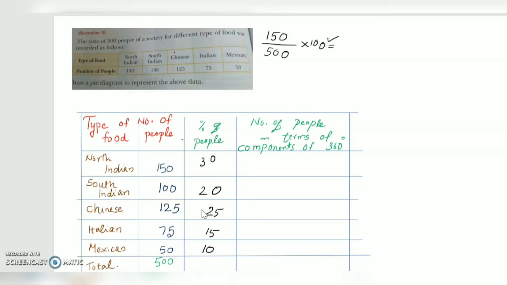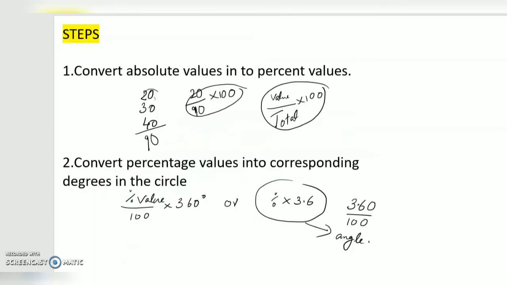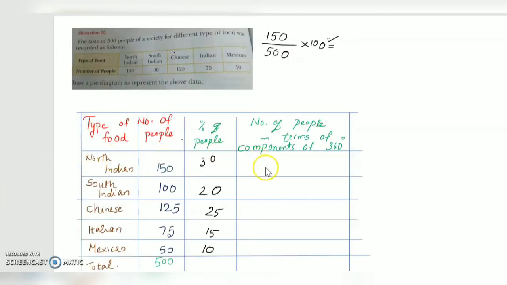Now this is the first step, so we did the first step. Now what is the other step? The second step. What is the second step? The second step is we have to change this. What we wrote here: convert the percentage value. We already got the percentage value. We are converting this value into corresponding degrees, and we have to use either this formula or this formula. Okay, here we are applying that formula.